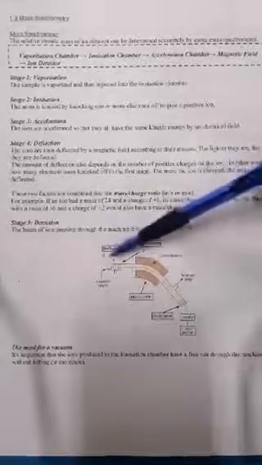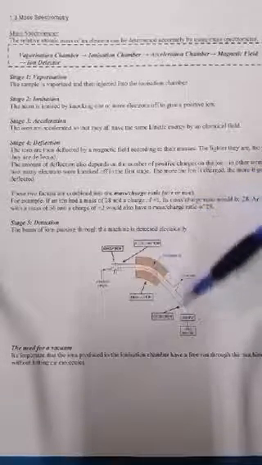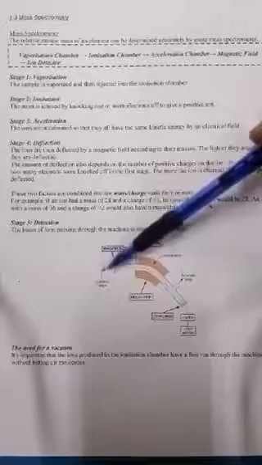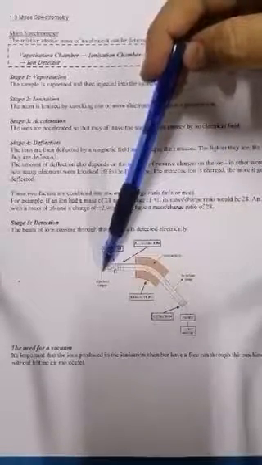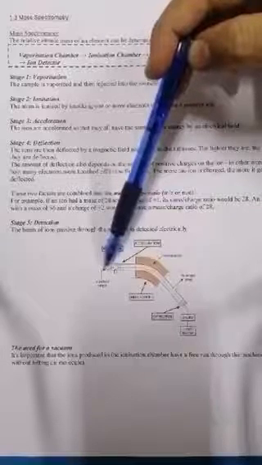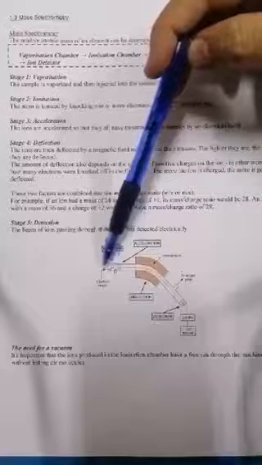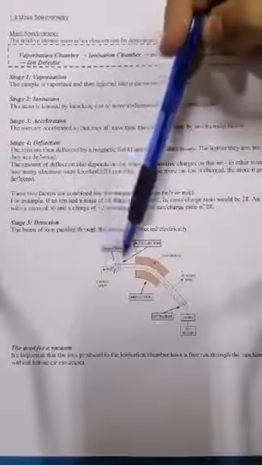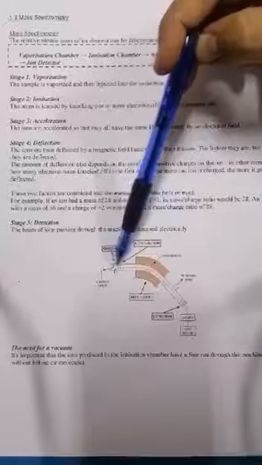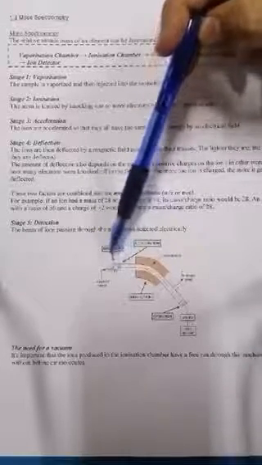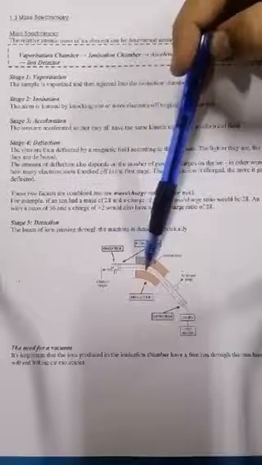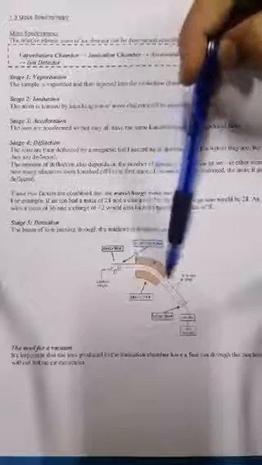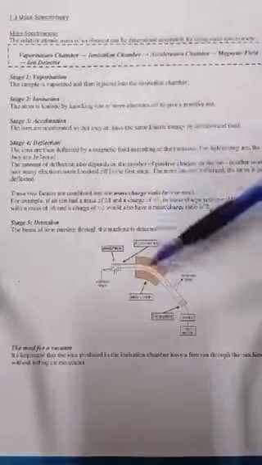So this is also the diagram of the mass spectrometer. Here, first of all, it will enter the vaporization chamber. All the sample will be vaporized into gas form. Then it enters the ionization chamber. You can see we have the electric field here. Then it will accelerate. Deflection happens at the electromagnetic field.